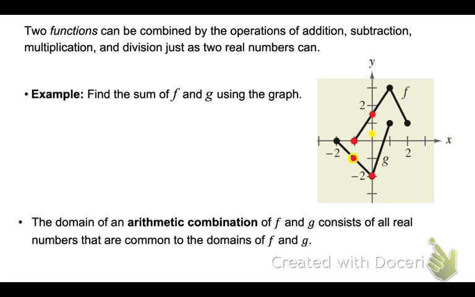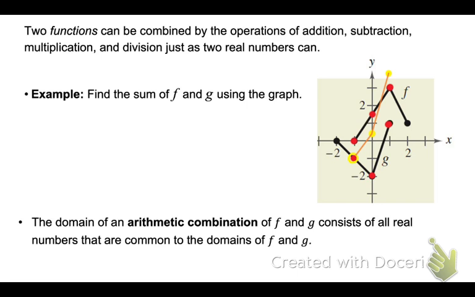At 1, f is 3 and g is 1. So what's 1 plus 3? 4. So we'll say that's going to be 4. So our new line would look like this.